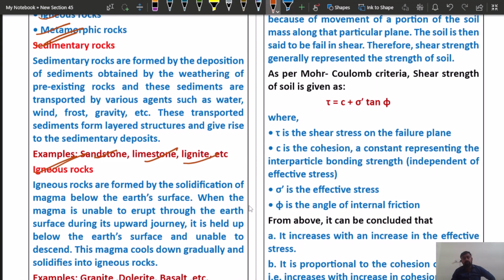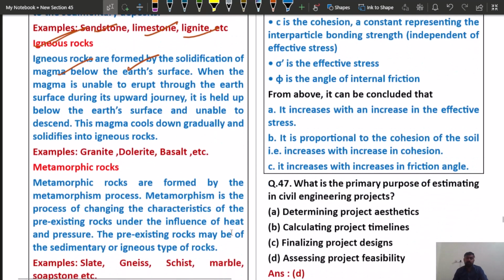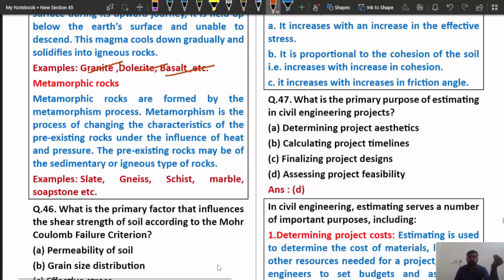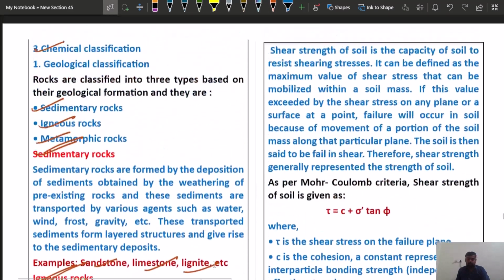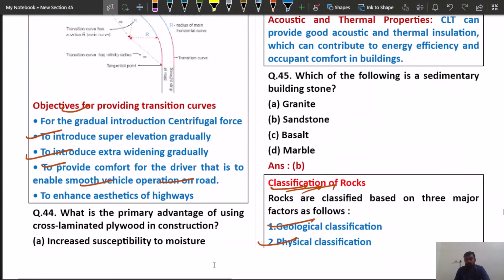If you are talking about igneous rocks, igneous rocks are formed by the solidification of magma below the earth surface. Examples of igneous rocks are granite, dolerite, basalt, etc. Metamorphic rocks are those formed by the metamorphism process. In this process, the chemical property also changes. Examples are slate, gneiss, schist, marble. These are the metamorphic rocks. So the correct option for the sedimentary rock will be sandstone. So option B is correct.